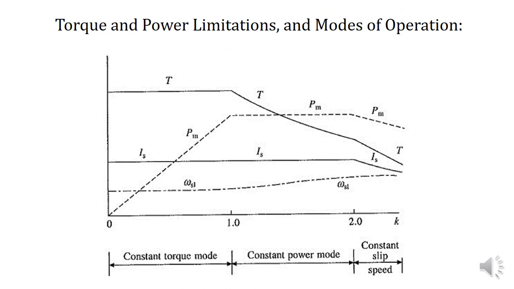Now let's see how the terms torque, power, stator current and slip speed vary with the variation of supply frequency. So on the x-axis we have plotted the per unit frequency k. That means if k is equal to 1, then f is equal to base frequency or rated frequency. And if k is equal to 2, that means supply frequency is equal to twice the rated frequency. So this region, that is from k equal to 0 to 1, means variation of frequency from f equal to 0 to f equal to base frequency, rated frequency.